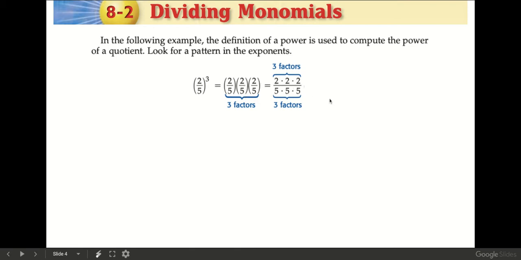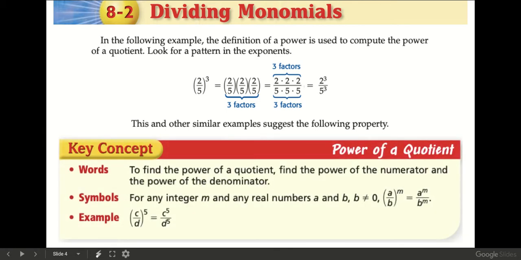So 2 times 2 times 2 is 2 to the third power. And 5 times 5 times 5 is 5 to the third power. So it would leave me with 2 to the third power over 5 to the third power. This and other similar examples will suggest the following property: the power of a quotient. So to find the power of a quotient, find the power of the numerator and the power of the denominator.